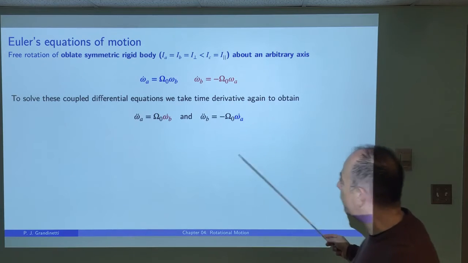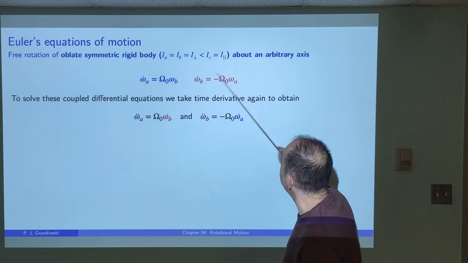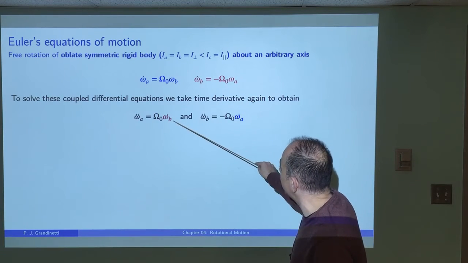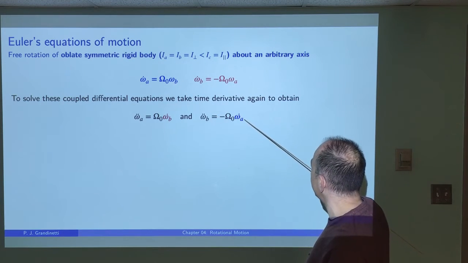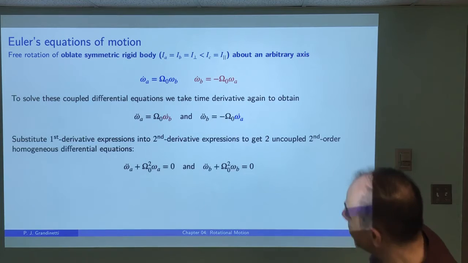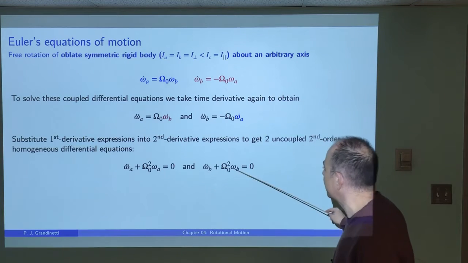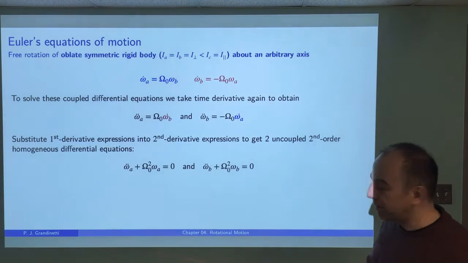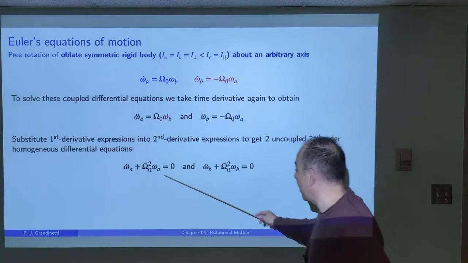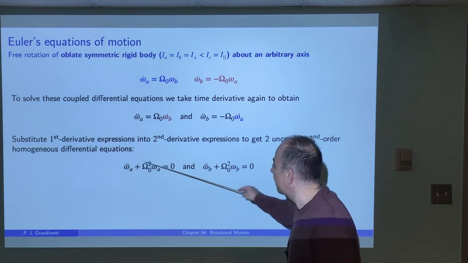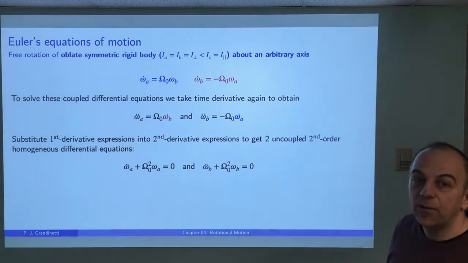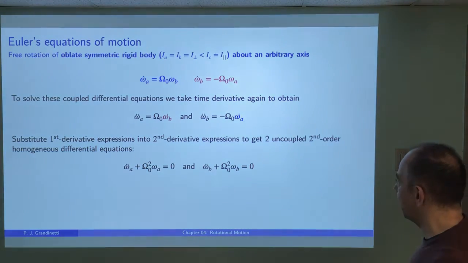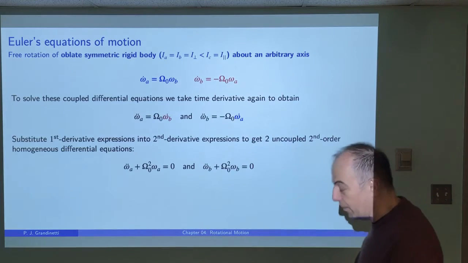So what did I gain by doing that? Well, I can go back to the expression for omega B dot and plug it in there, and go back to the expression for omega A dot and plug it in there. When you do that, you end up with two second order differential equations, but now this one is entirely in terms of omega A, and that one is entirely in terms of omega B. So now we have two decoupled differential equations, which is what we wanted.